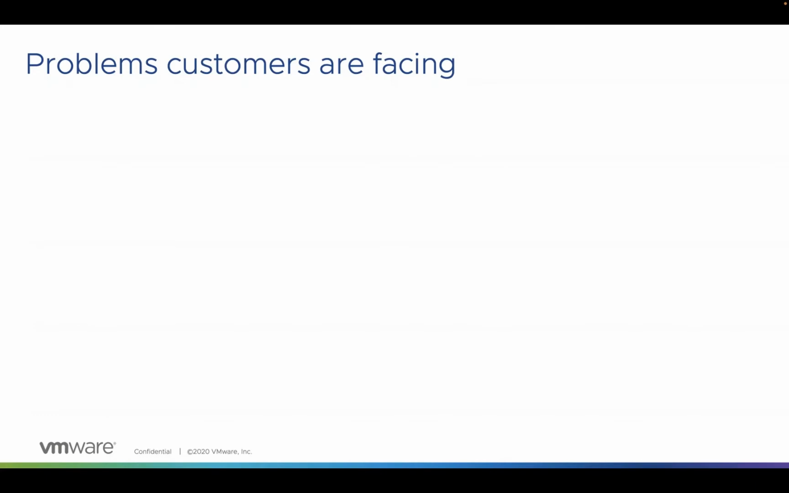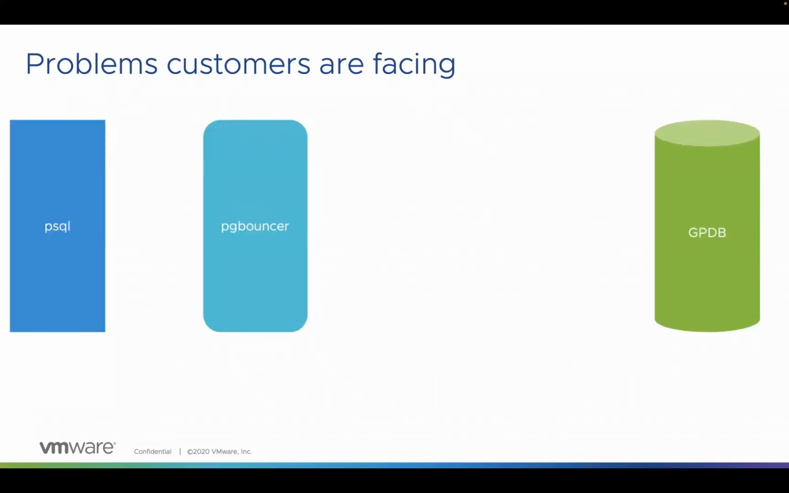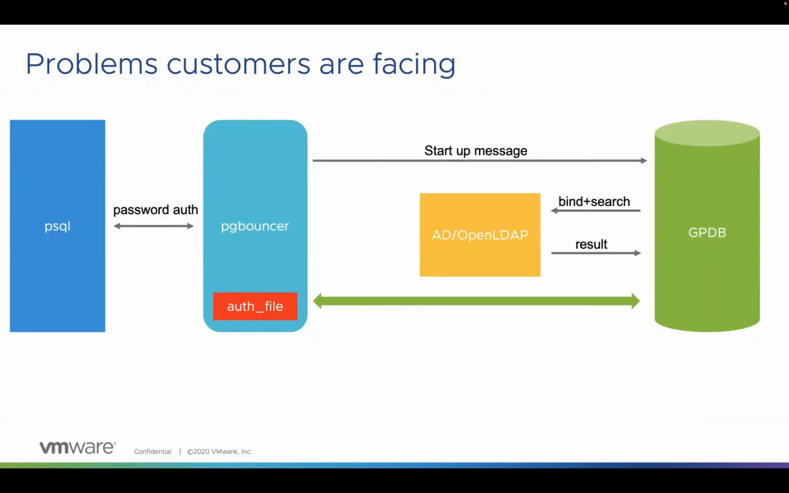But most of the users have the need to use PgBouncer, and as the default PAM authentication way of using LDAP authentication in PgBouncer is nearly impossible to use. So customers have to use PgBouncer in the following way. They have to configure the connections between clients and PgBouncer as password authentication, which relies on the auth file in PgBouncer configuration. And they also configure the connections between PgBouncer and the GPDB as LDAP authentication.